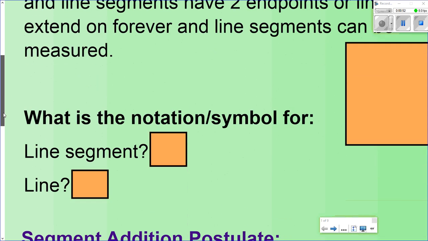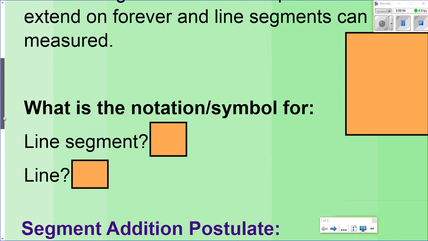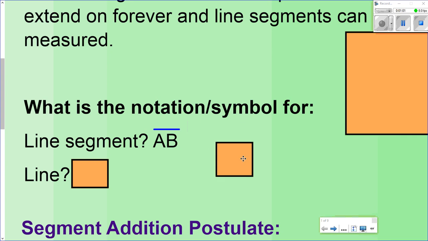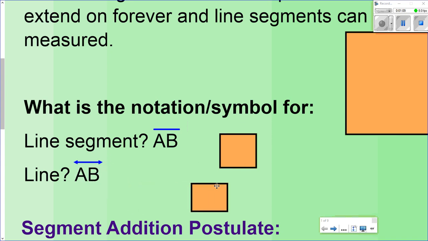When it comes to writing notations or symbols, with a line segment, it stops, so you would have just a line above the AB or whatever letters you have. With a line, you just add the two arrowheads on both sides to represent the line. So remember, you've got to be precise, because if you put one for the other, it could cause confusion.